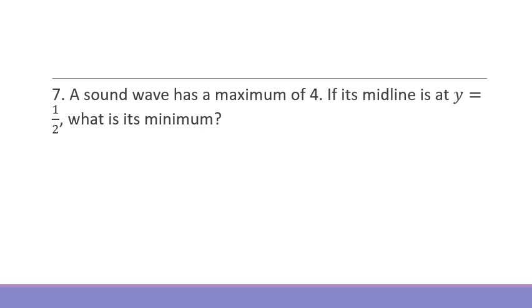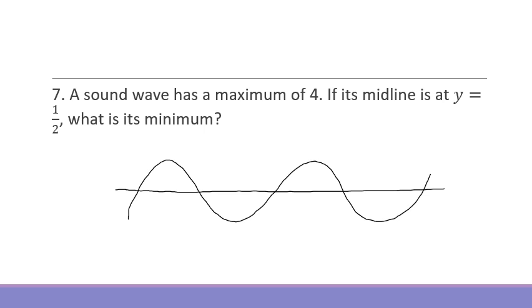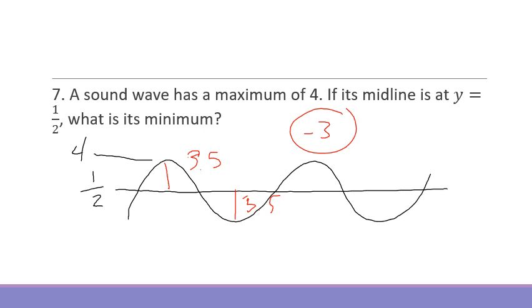Next one, a sound wave has a maximum of 4. If its midline is at y = 1/2, what is its minimum? So let's draw a picture again. So here's our nice little sound wave, and we've got a midline at 1/2, and the maximum is at 4. Okay, so what is our amplitude this time? We're going from 1/2 up to 4, so that's an amplitude of 3.5. So if we want to go down 3.5 to find the minimum, you're starting at 1/2 and subtracting 3.5. 1/2 minus 3.5 will put us at -3.